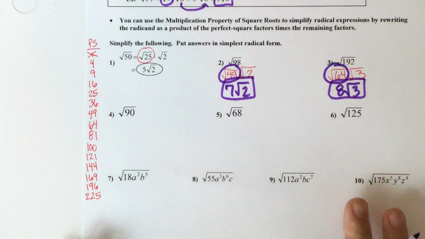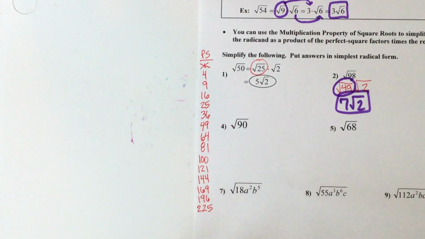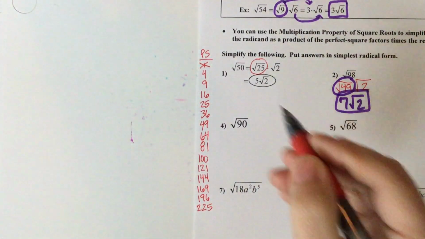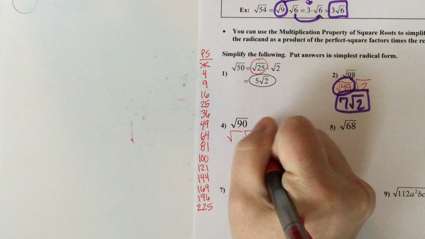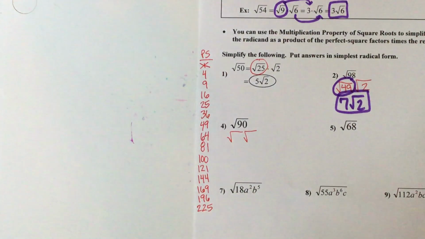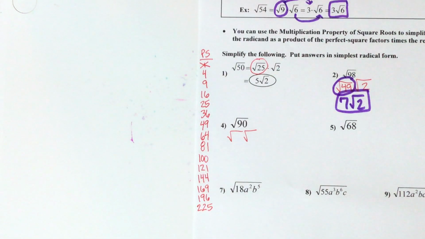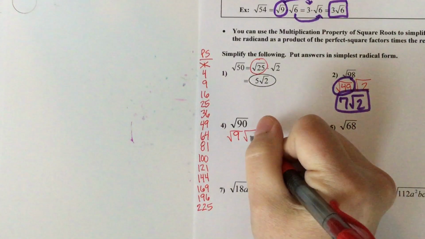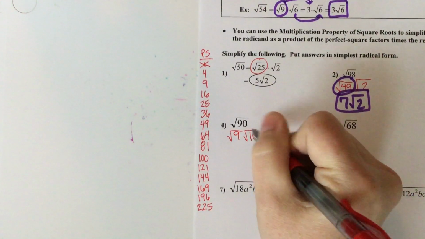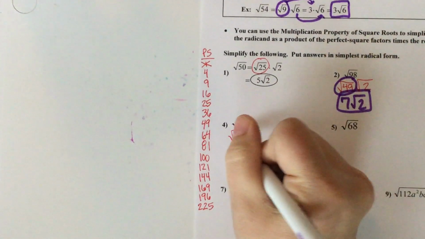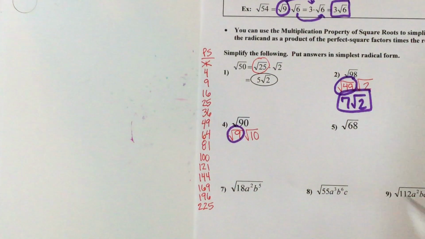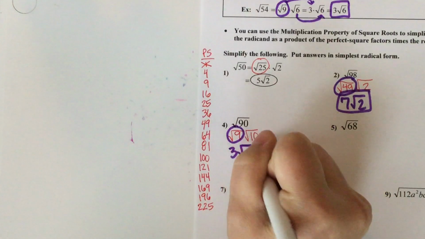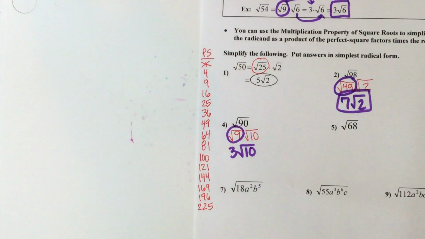Okay, looking at number 4. Looking at the list, do you know who the largest perfect square is that can go into 90? Some of you will be faster at this than others. It's really just your knowledge of your multiplication facts, quite honestly. Well, it's 9. 9 times what makes 90? 10. 9 times 10 makes 90. And then what's the square root of 9? 3. So your answer is 3 square root of 10.